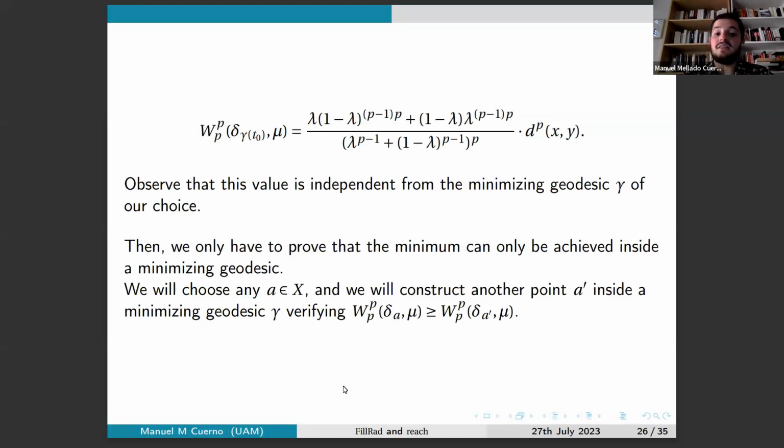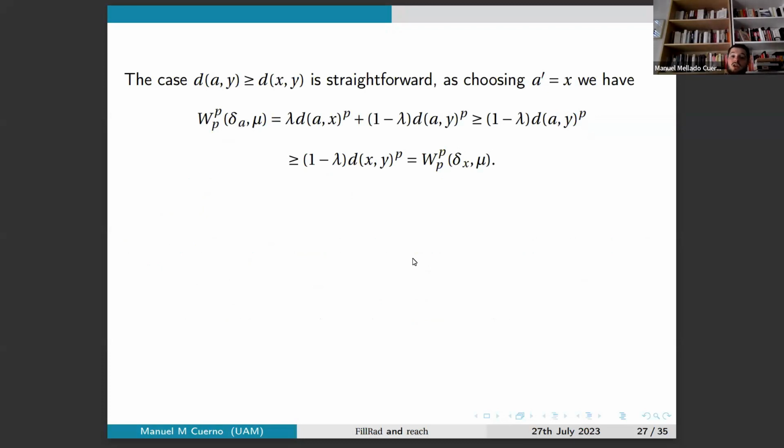We will choose any point in the metric space, and we will construct another point inside the minimizing geodesic, verifying this inequality: the distance to mu from the point in the geodesic is less than or equal to the distance from the point in the metric space. For proving this, we split the proof into cases.